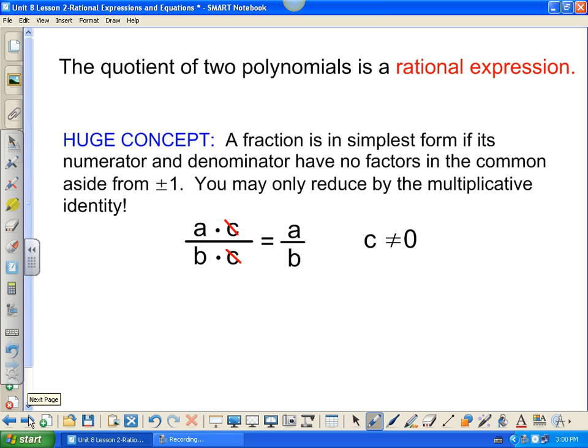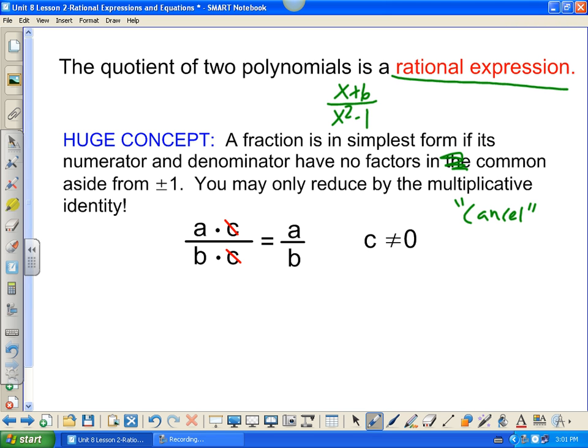Another huge concept that I want you to understand is the quotient of two polynomials as a rational expression. So again, an example, x plus 6 over x squared minus 1 is a rational expression. When we use this idea of canceling, that word canceling is not wrong, it's not incorrect. I want you to understand what it means to cancel. A fraction or a rational expression is in simplest form if its numerator and denominator have no factors in common aside from plus or minus 1.